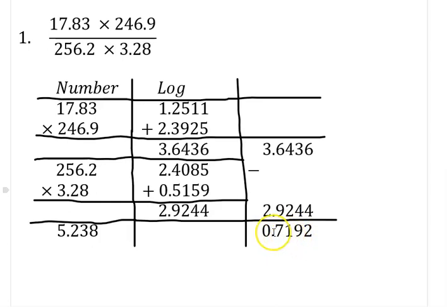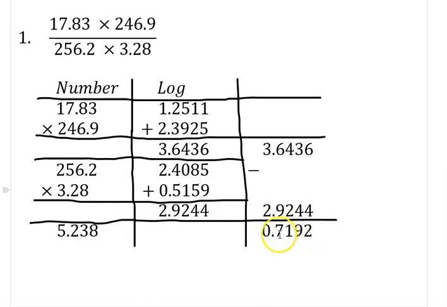Anti-logarithm of what we have here. Beautiful. So let's see. This time around, this is how we check the anti-logarithm: 0.71 under 9, difference 2. That's how you check it.